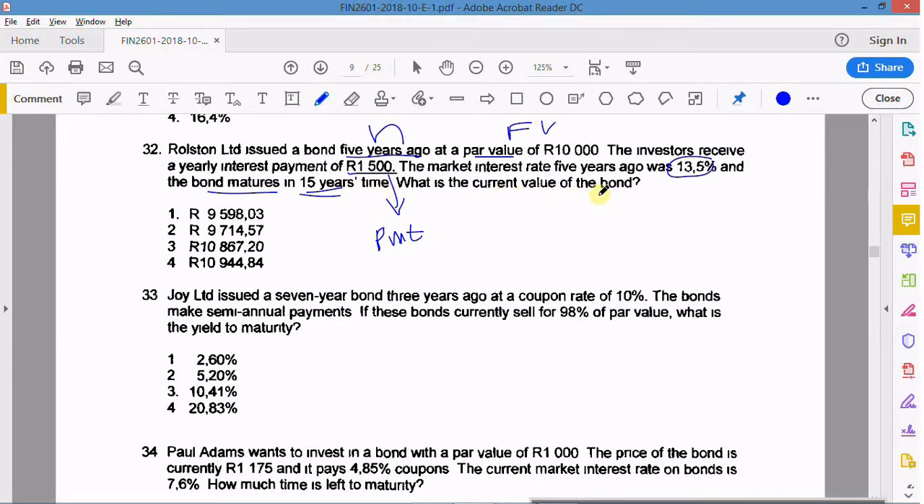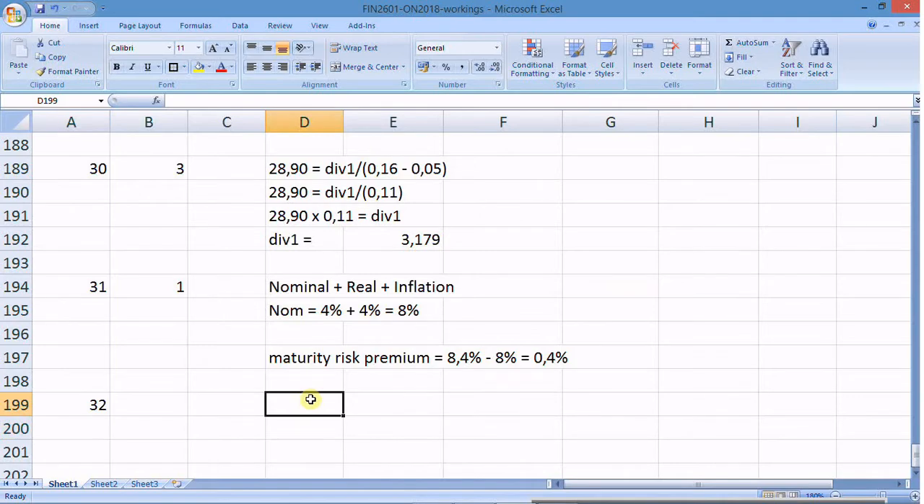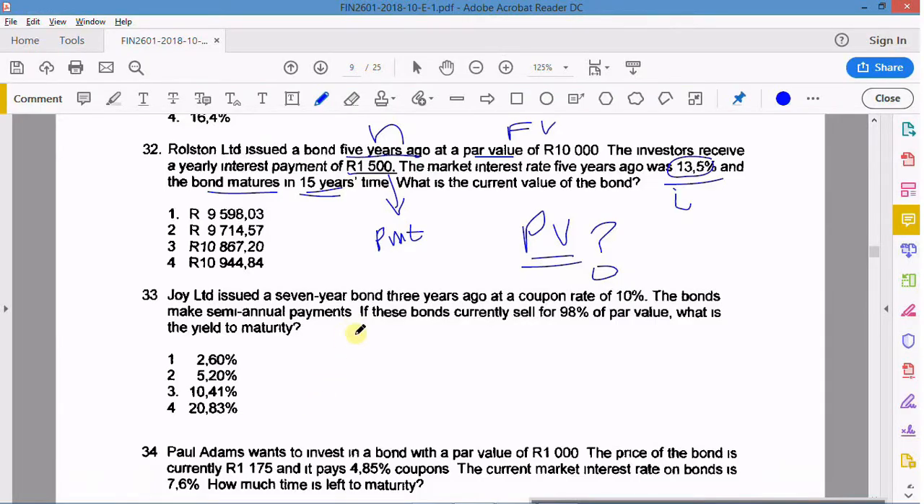What is the current value of the bond? So we need to solve for the PV, and we need to use the market rate. We don't have a current market rate, so we'll have to use that one. So that would be the I. Let's put all those values in. N equals 5 years ago. Wouldn't it be your 6 year? What is the current value of the bond?